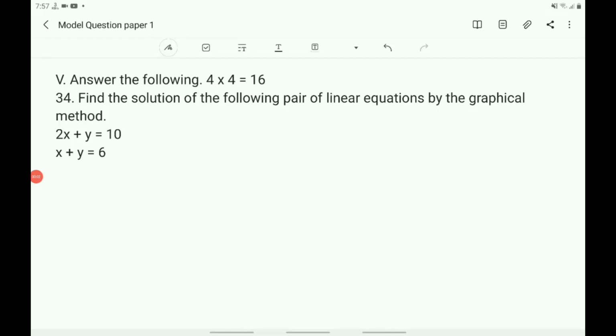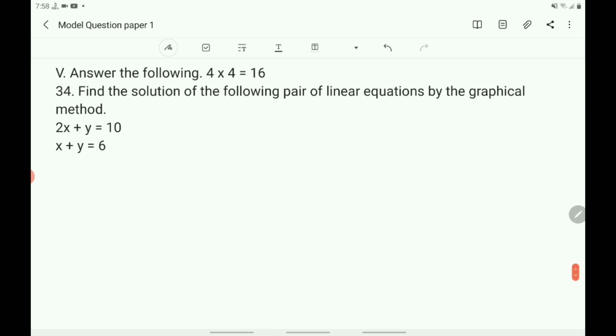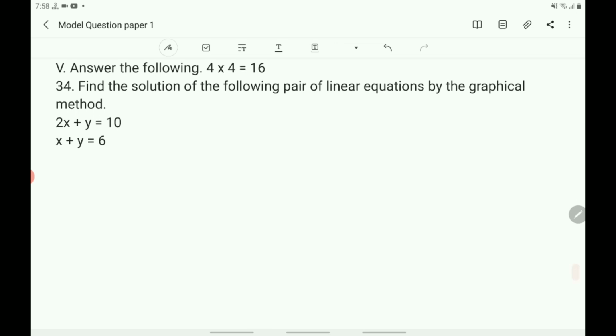Children, this is a continuation of the solution of model question paper 1 given by KCEB. Now let us take the 34th question. Question number 34: find the solution of the following pair of linear equations by the graphical method. The pair of linear equations is 2x plus y equals 10 and x plus y equals 6.